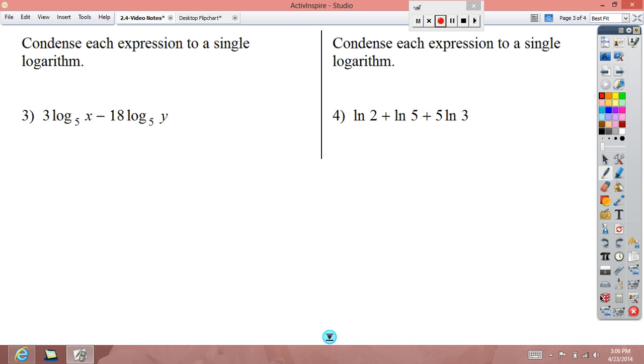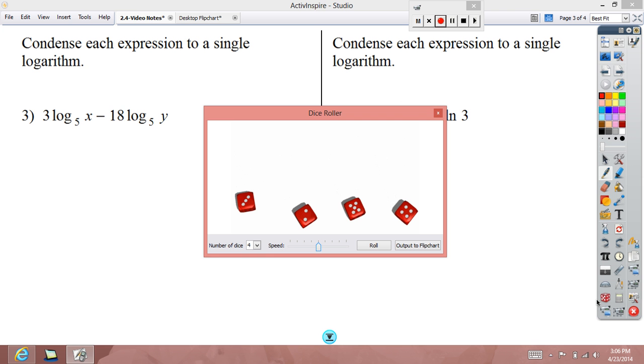All right, let's roll some dice. Add this up, put it in your CPP.